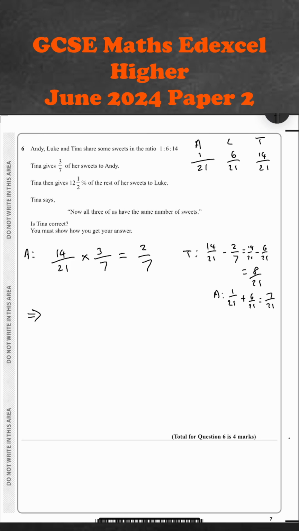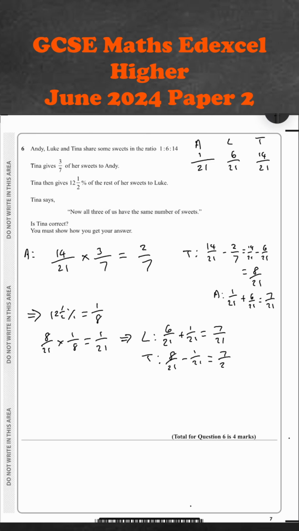Then she gives 12.5% of the rest of her sweets to Luke. 12.5% is the same as 1/8. So the rest of her sweets, so she has 8 out of 21, times by 1/8 is 1 out of 21. Therefore, Luke ends up with 6 out of 21 plus 1 out of 21. He has 7 out of 21 now. Tina ends up with 8 out of 21 minus 1 out of 21. She ends up with 7 out of 21. And Andy has 7 out of 21 from the first part of the question. So, is Tina correct? Yes, she is correct.